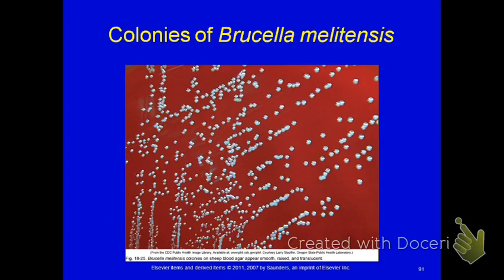So here would be the colonies of Brucella melitensis as shown in blood agar plate. Take note of the presence of the smooth, raised, and translucent colonies.